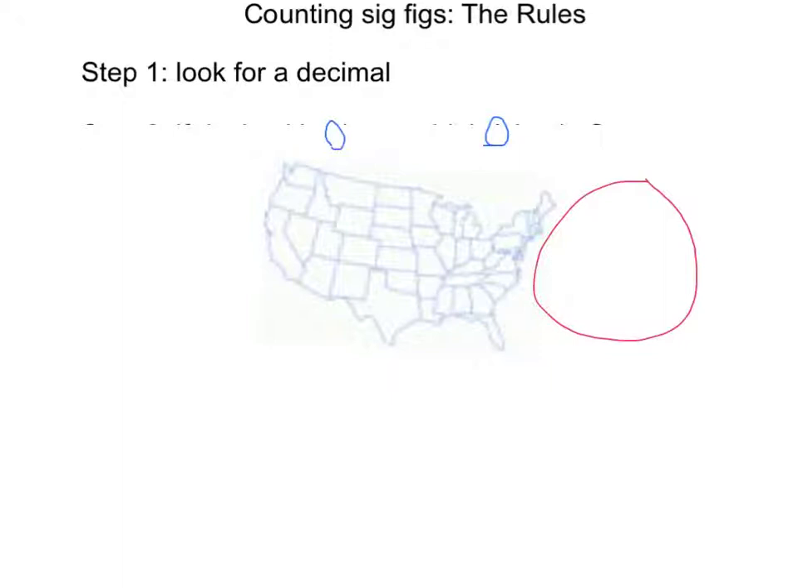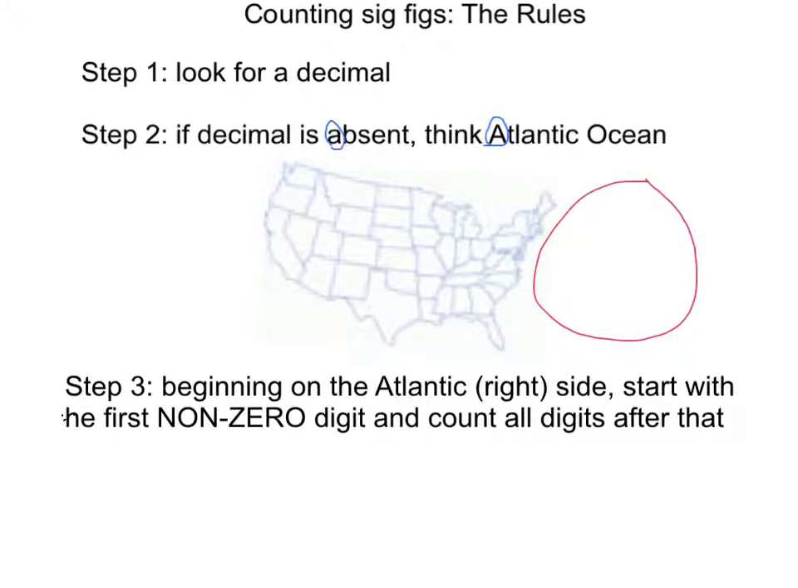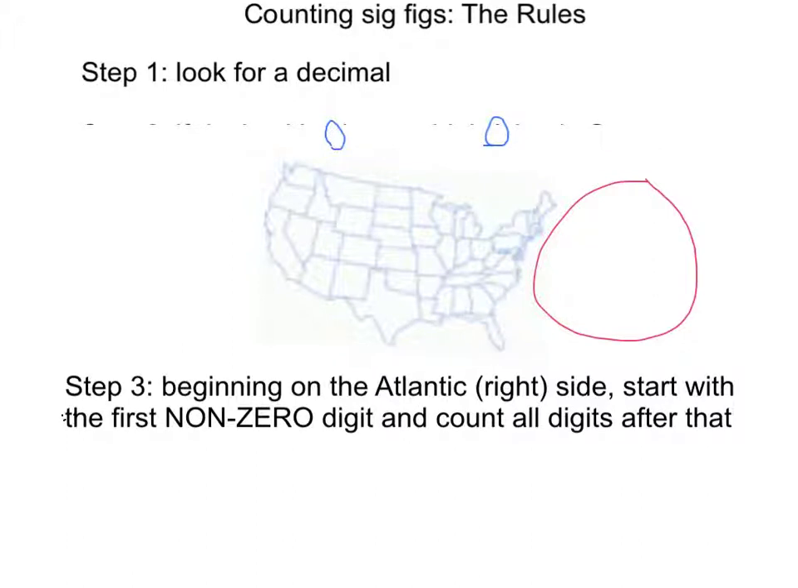You're probably thinking, why the heck are we talking about geography? This is science. I realize that. Bear with me. So the rule is, start with the first non-zero digit and count all digits after that. Let's look at an example here. Let's say we have a number like 120.